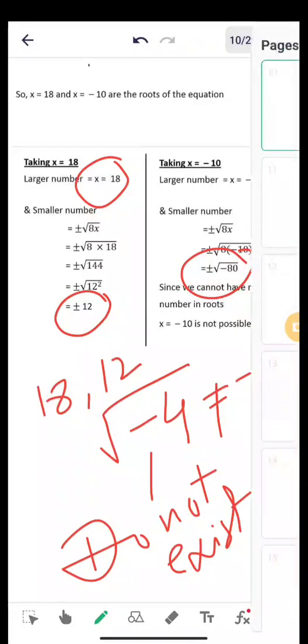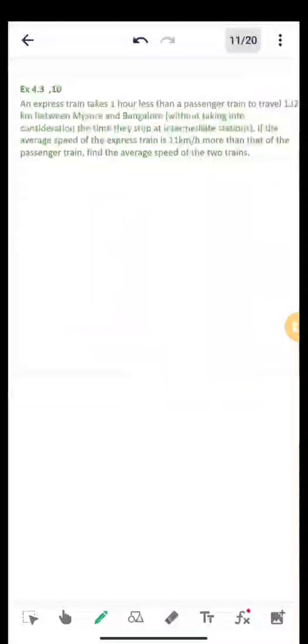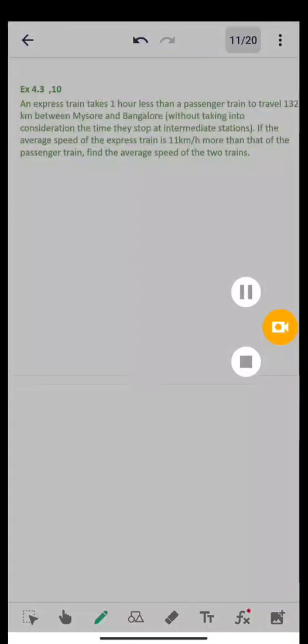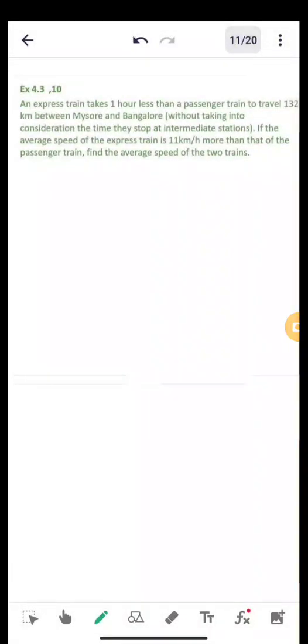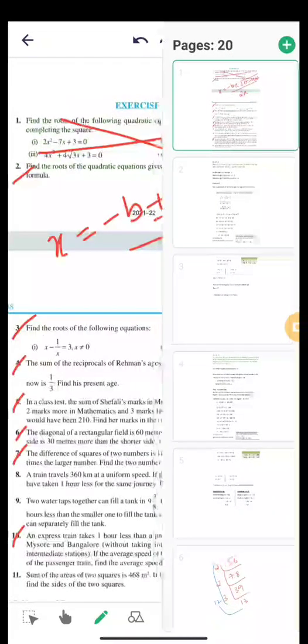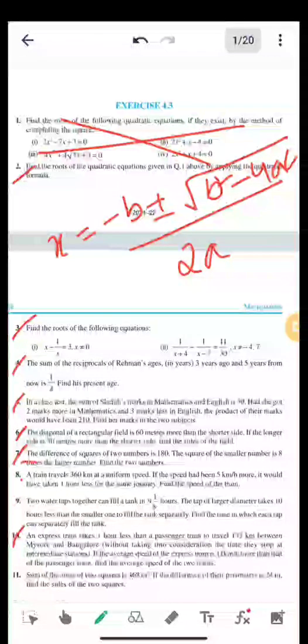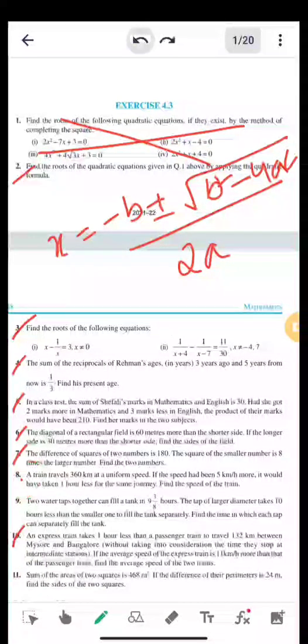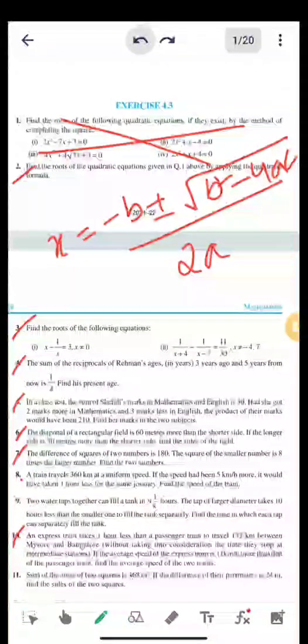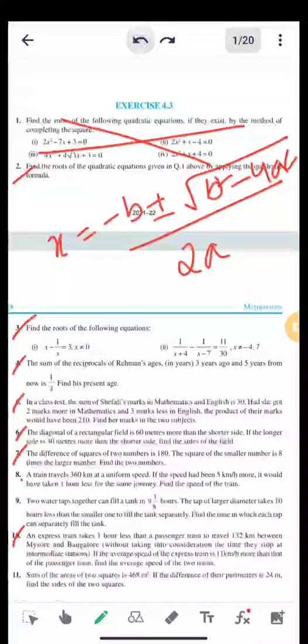Okay. The next question. Question number 10 of exercise 4.3. This is one of the most important questions of this exercise. Question number 10 is related to question number 8. After understanding question number 10, you will be able to do question number 8 as well as one last bit of exercise 1 also.